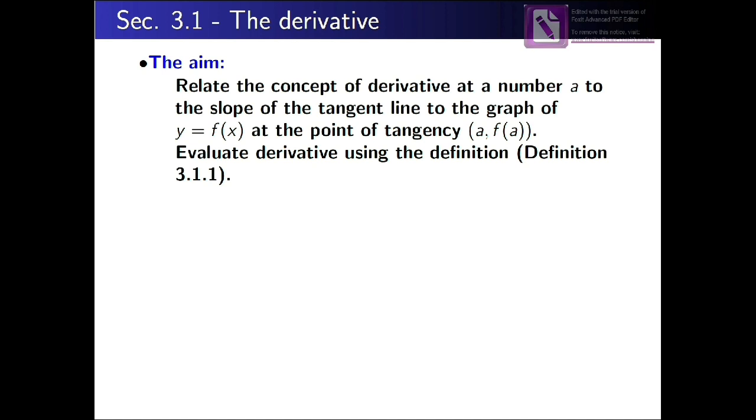Section 3.1, The derivative. The aim of this section is to relate the concept of the derivative at a number a to the slope of the tangent line to the graph of y equals f of x at the point of tangency (a, f of a), and to evaluate the derivative using the definition, which is Definition 3.11.